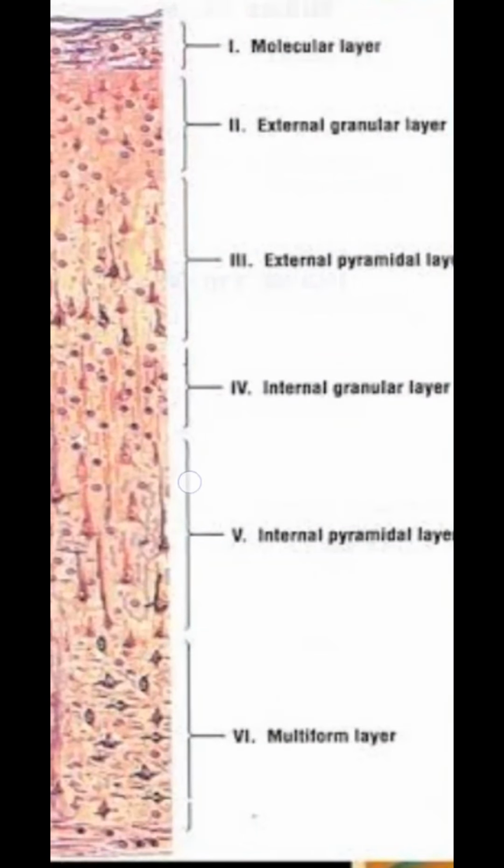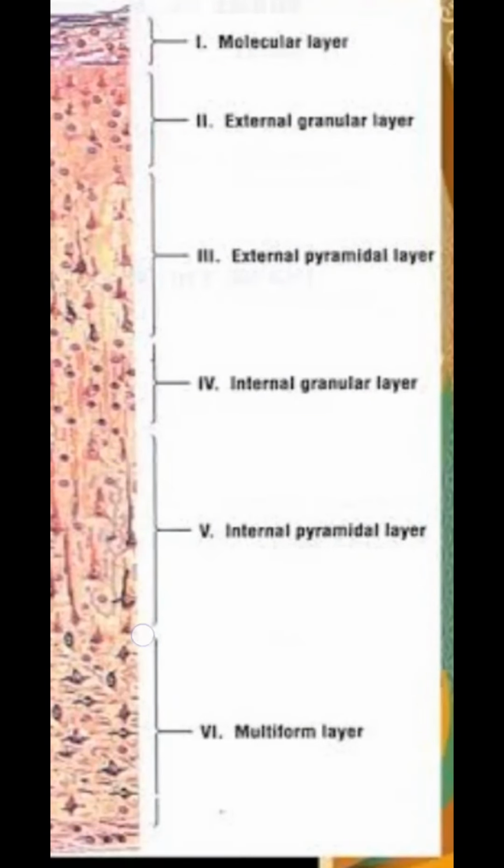Next layer is the internal pyramidal layer. The internal pyramidal layer has, as you can see here, large sized pyramidal cells. In addition, it contains fusiform cells, granule cells and Martinotti cells.